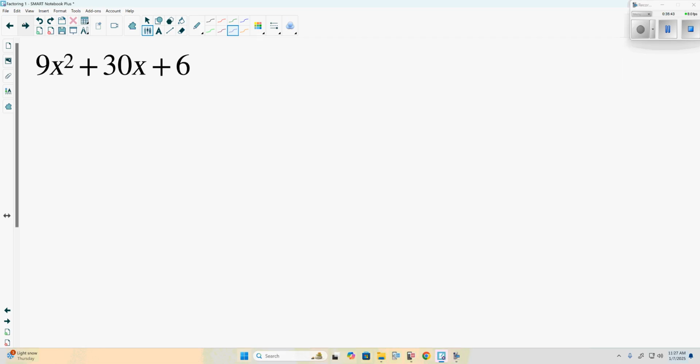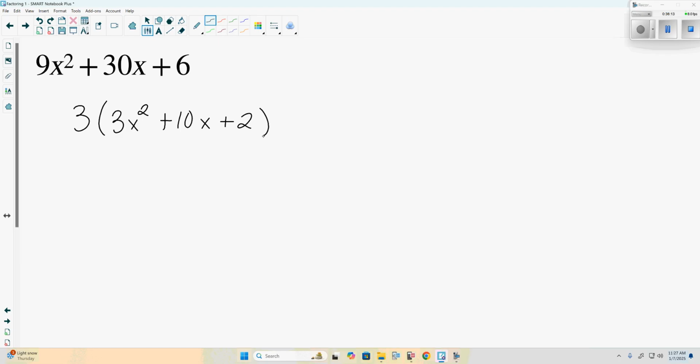There's two more that we're going to look at. This one here: 9x squared plus 30x plus 6. Now looking at this here, is there a greatest common factor between 9x squared, 30x, and 6? 3. So we can factor it out of all three terms.